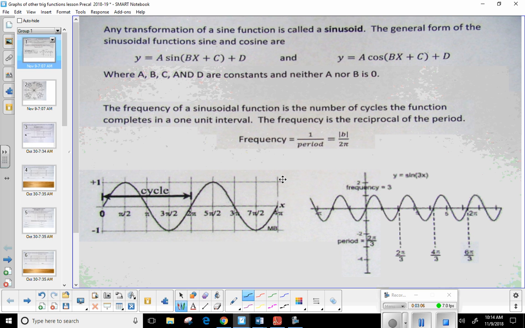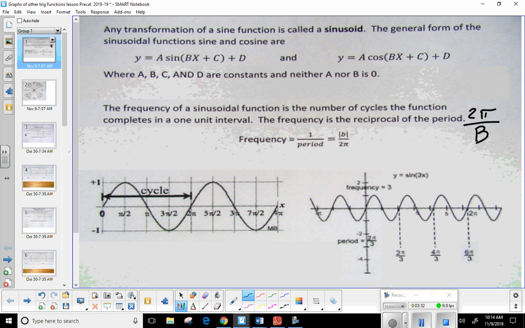Okay. But let's go ahead and take a look at the other one I want to cover today. The frequency of a sinusoidal function is the number of cycles the function completes in a 1-unit interval. Now, it's really easy to find. The frequency is just the reciprocal of the period. Now, we know the formula as 2 pi over that capital B. Don't worry about the fact that this one has a lowercase b. Like I said, that doesn't change anything.